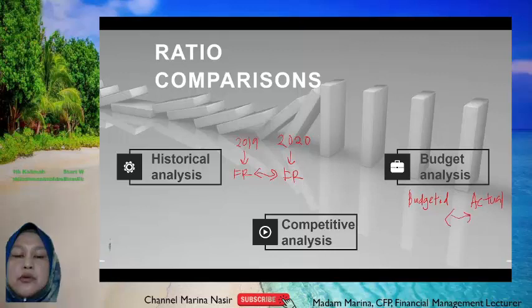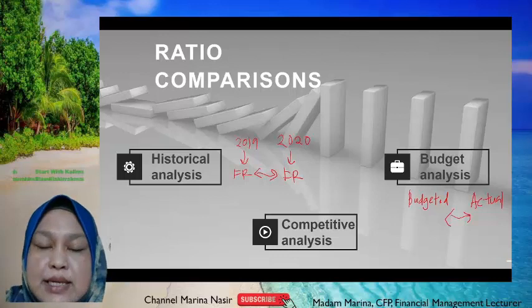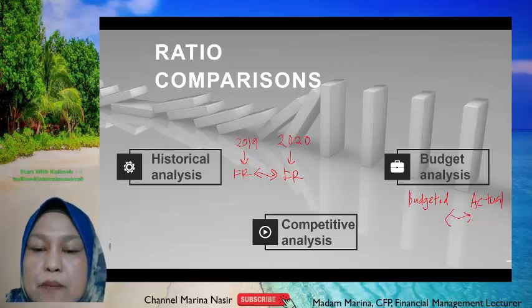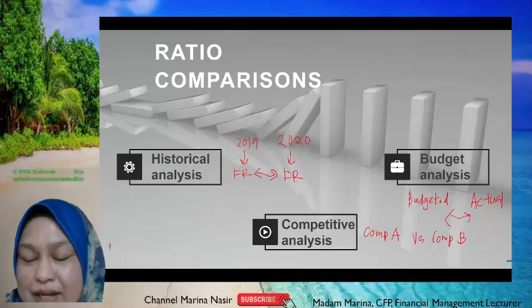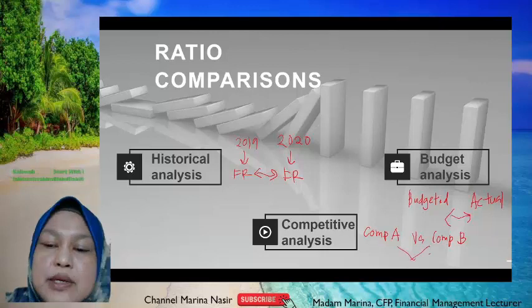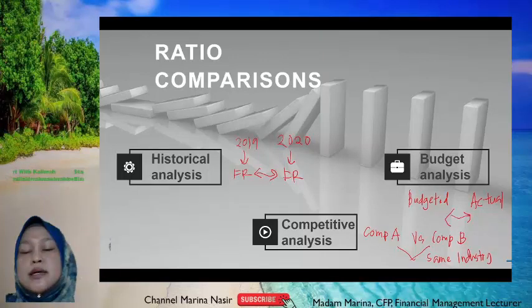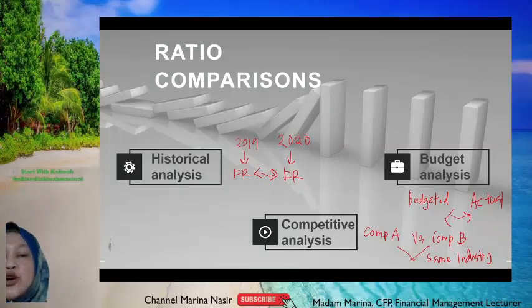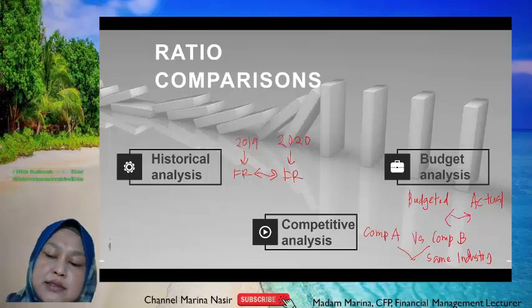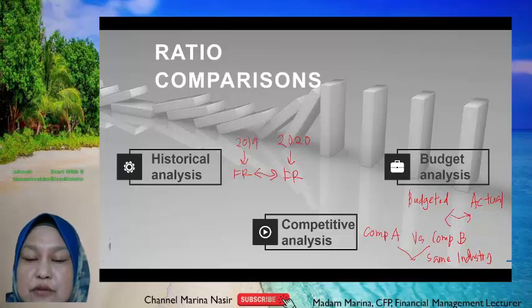How about competitive analysis? In competitive analysis, we compare the financial ratio for company A and company B. But company A and company B must fall within the same industry, for example under industrial product, under finance, or under consumer product. So these are the three types of ratio comparison.